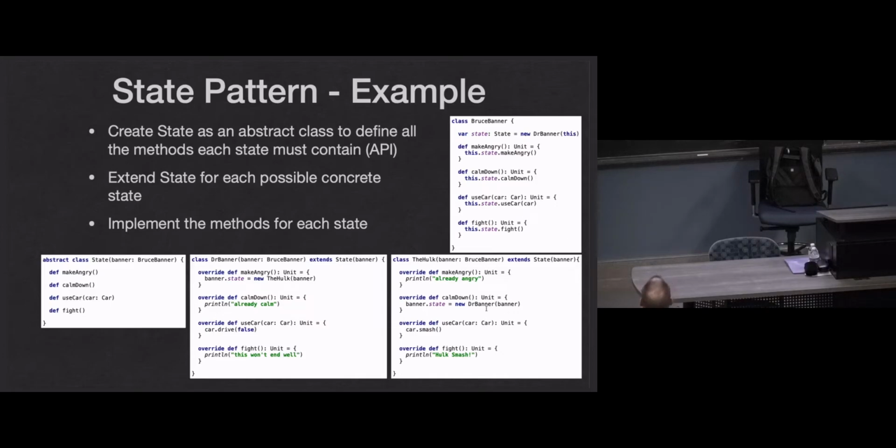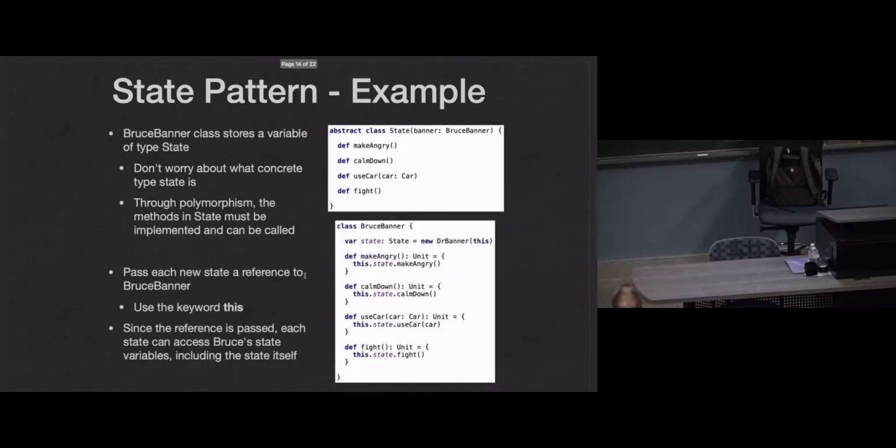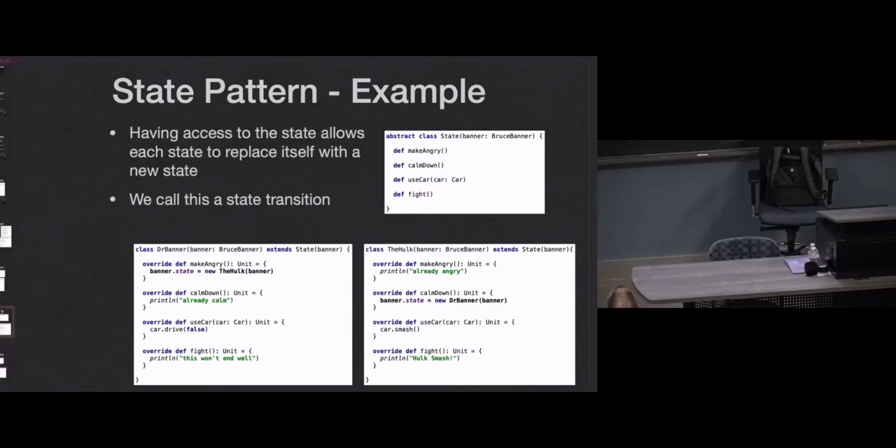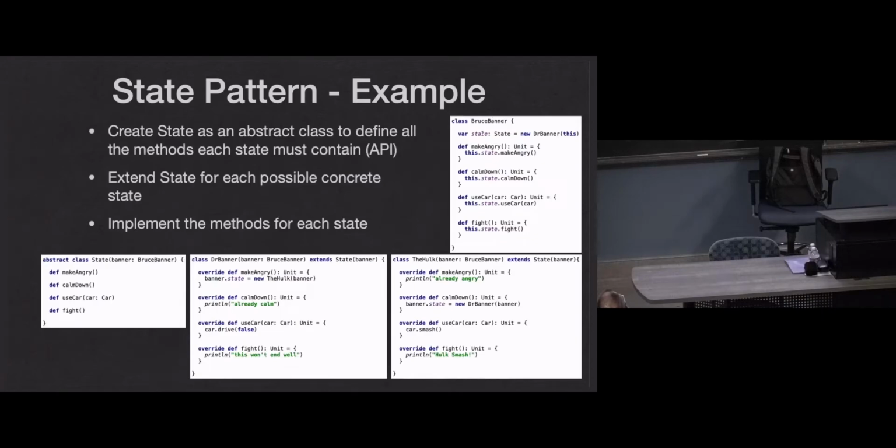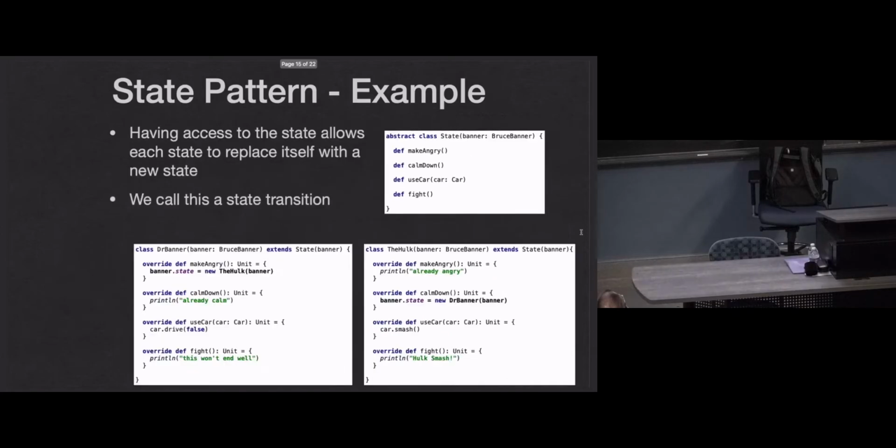And I purposely skipped these two. I'll talk about those in the next slide because I skipped ahead a little much. So each one of these classes, each one of these states will have a reference to the object to which it is attached. So each one of these states, Dr. Banner and the Hulk, have a reference to their Bruce Banner object which stores them. So this means that they have access to all the state variables of that Bruce Banner object, including the state itself.